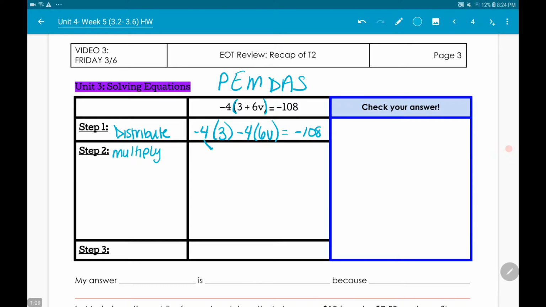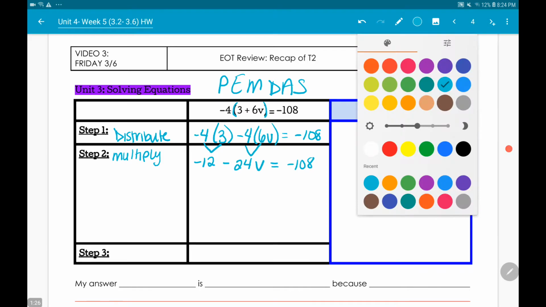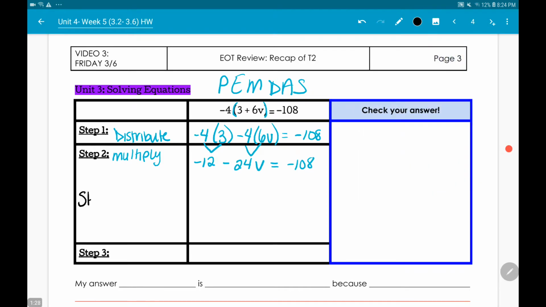So I have negative 4 times 3 is negative 12. Then I have negative 4 times 6v, and this is negative 24v equals negative 108. All right, so I have to actually add a step in here, guys. We're going to do step 3 in here, and we're going to just change this to step number 4.